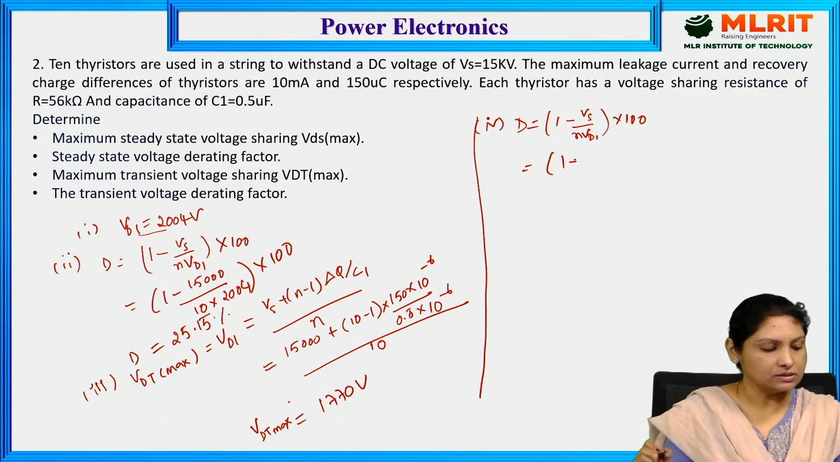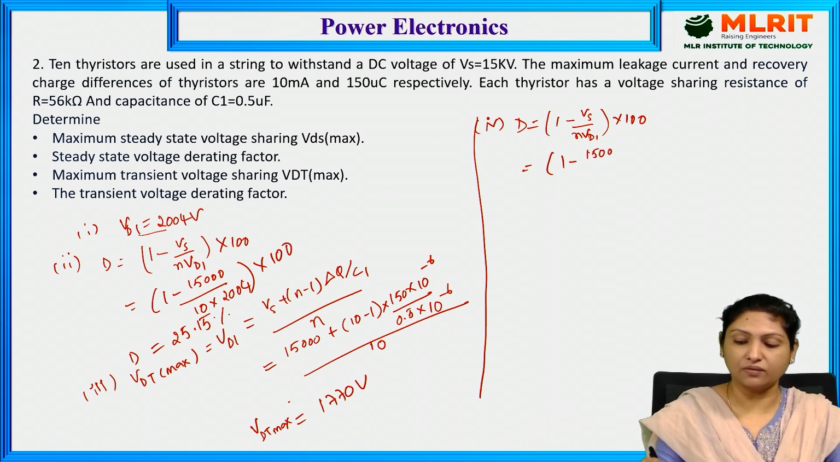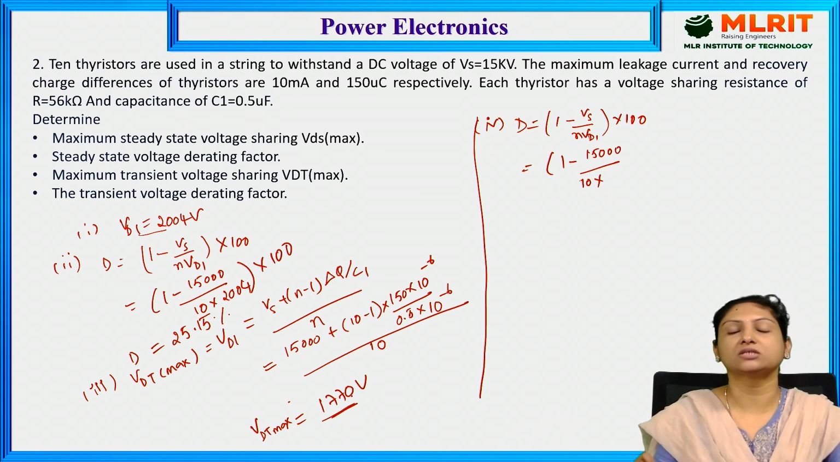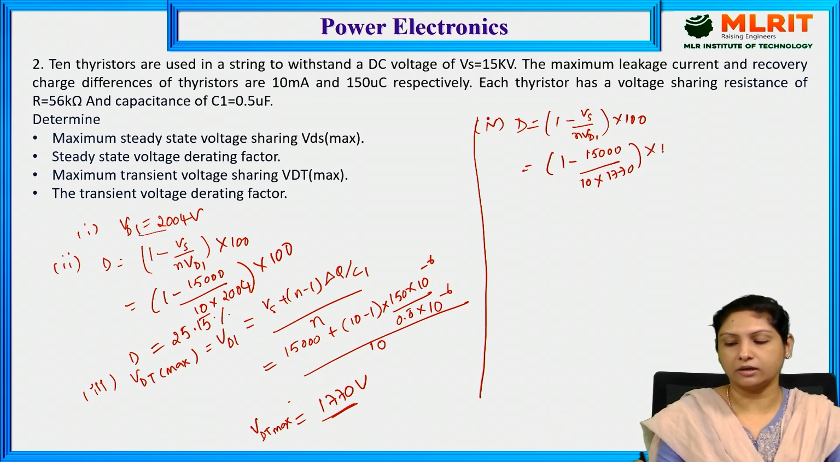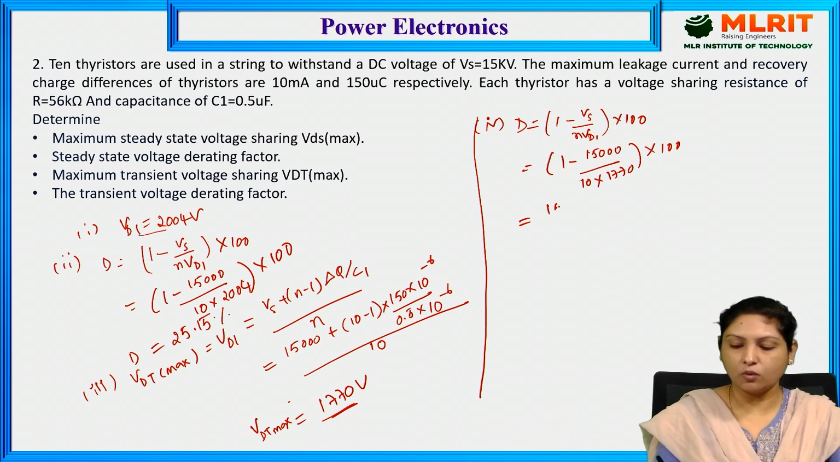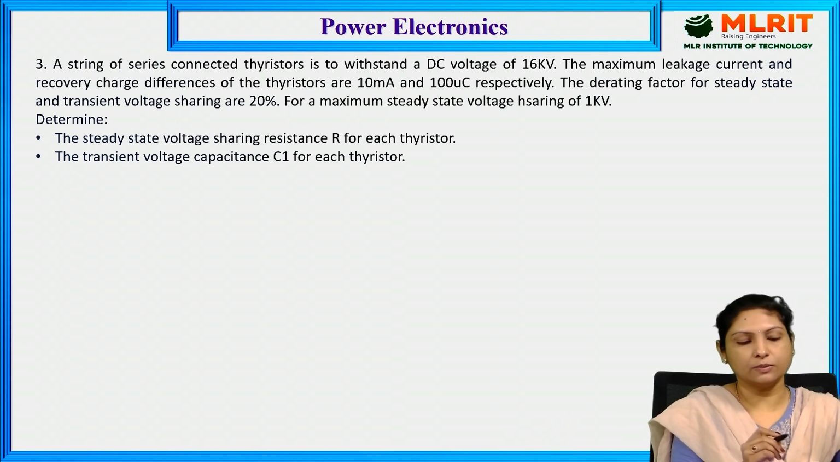where 1 minus, here I am substituting the value of transient voltage, that is Vs, the string voltage, is given by 15,000 volts by N, which is 10, multiplied by this VD1. I am considering the transient voltage, that is 1770 into 100. And if you resolve this equation, we get 15.25%.